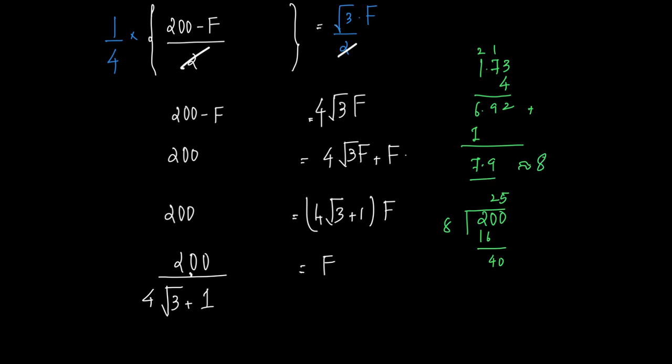So basically what do we have? 200 by 8, which is approximately, well, okay, 200 by 8 is definitely not approximate. It's a definite value, it's 25. But since it's approximated, we approximately get this value to be closest as 25 newtons.